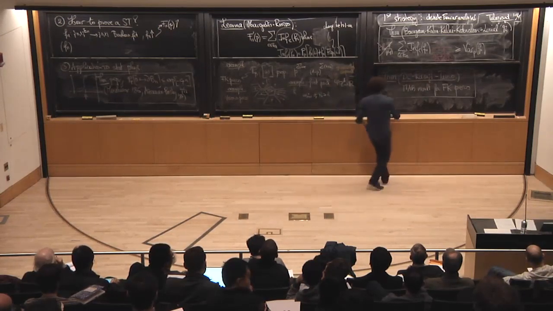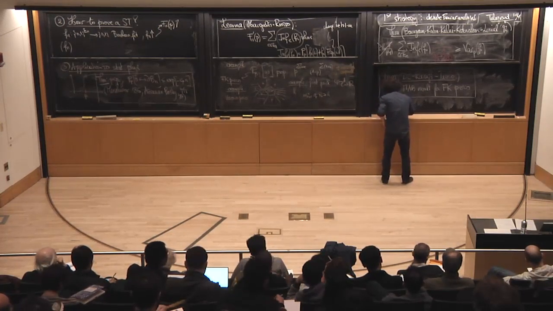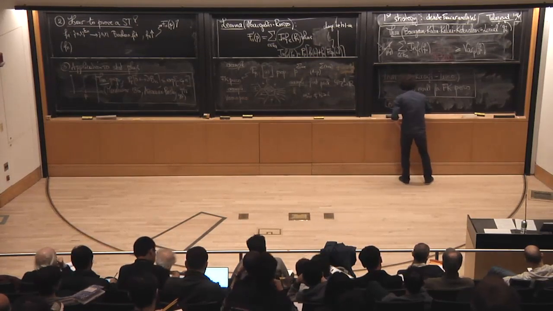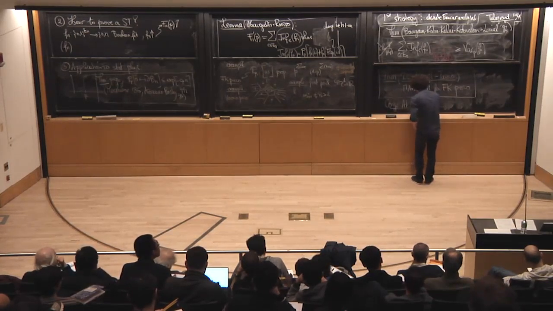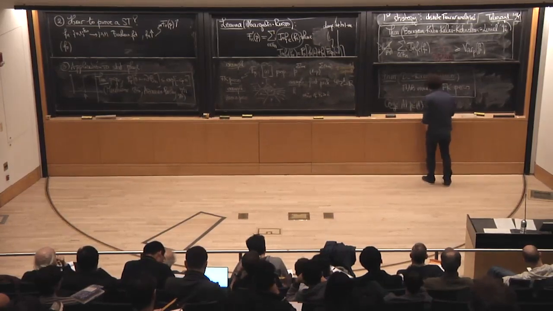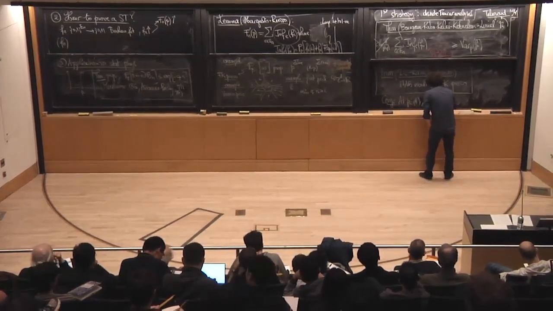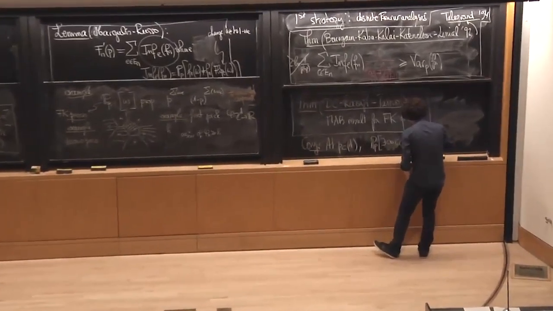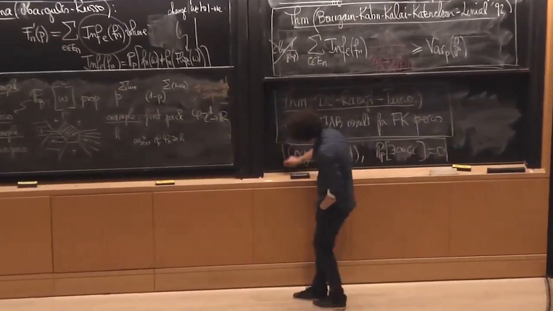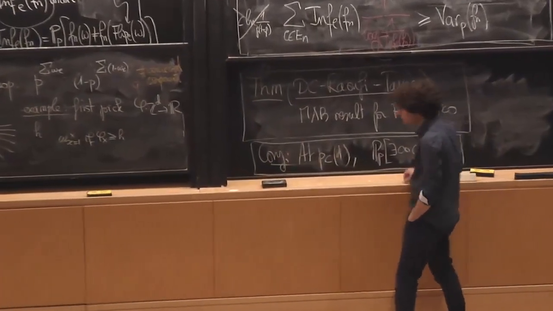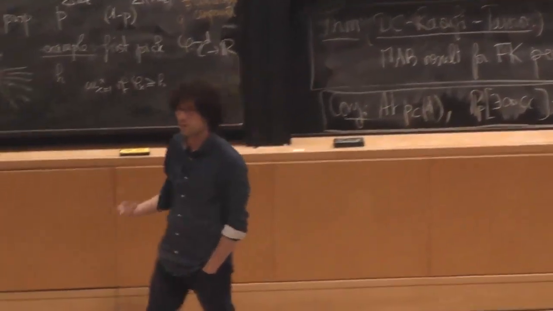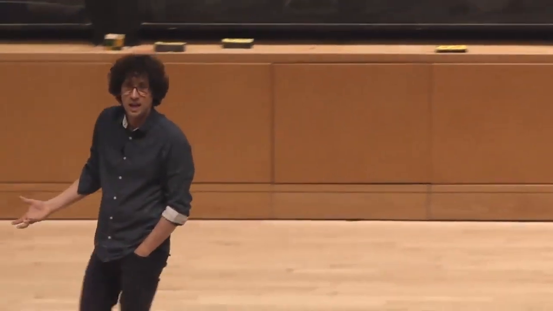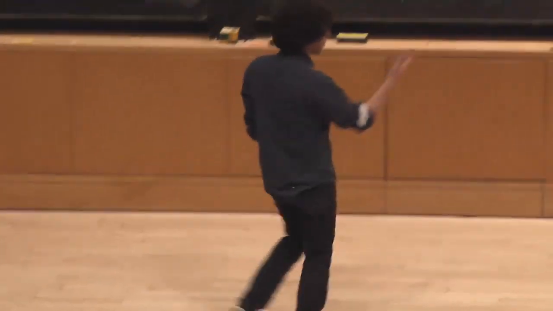So, conjecture: at p_c, and let's say we are on Z^d, the probability that there exists an infinite connected component is zero. Right? The definition of p_c only gives you information on p larger than p_c and p smaller than p_c. It doesn't tell you what is happening at p_c. And the question is, prove that.